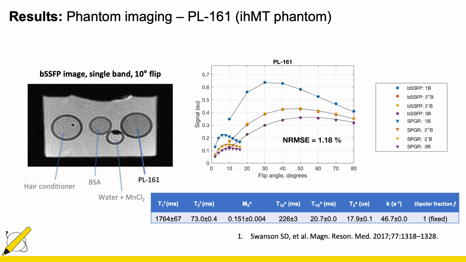Now, on the other hand, PL161, that's prolipid 161, is an ihMT phantom. It was first proposed for this use by Swanson et al. in the reference shown below. This substance does have a strong inhomogeneous MT effect, and it can be seen from the graph because the 2-band pulses, so the 2 plus and 2 minus, shown in yellow and orange, cause the signal to be rather different than the 3-band pulses, which are in purple. And that difference is the ihMT effect, which we were trying to measure. So you can see that the effect is there, and that the signal model can fit those curves very well.